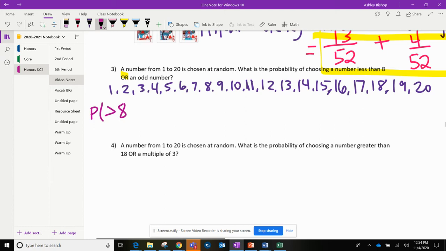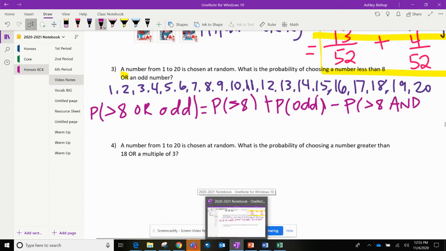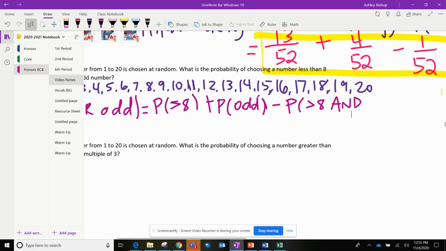Probability of getting less than 8 or odd is equal to the probability of getting less than 8 plus the probability of getting an odd number minus the probability of them both happening, minus the probability of getting a number less than 8 and odd. Let me move this over.